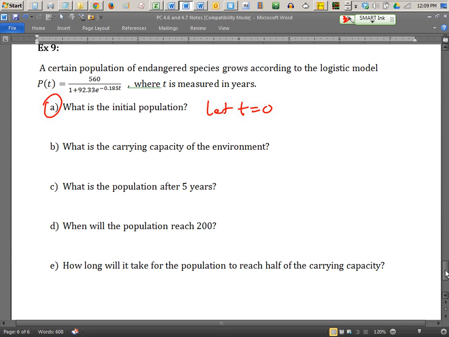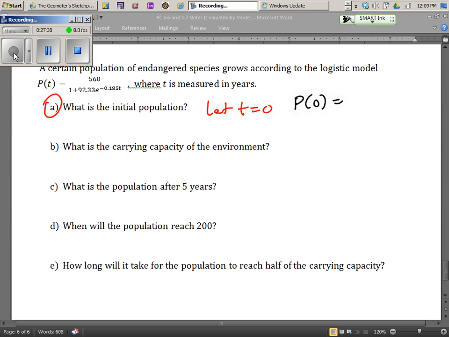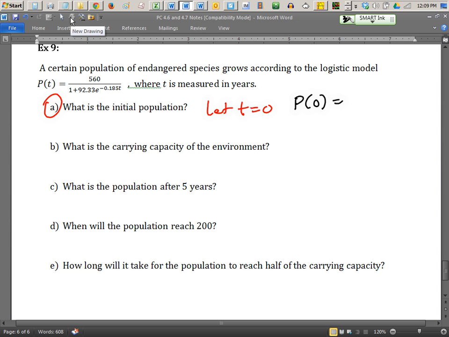Okay, so that's a false alarm. Bell's got 5 more minutes. All right, so we're going to plug in 0. Please excuse the interruption. Attention all students. Okay, you're going to plug in 0.